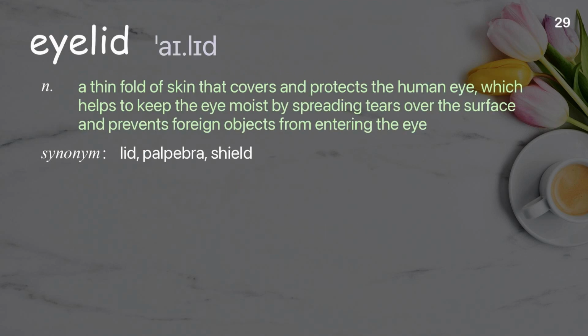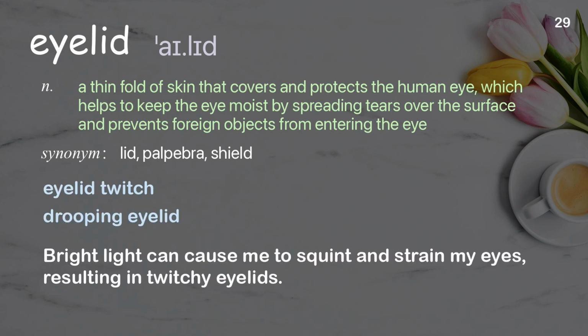Eyelid. A thin fold of skin that covers and protects the human eye, which helps to keep the eye moist by spreading tears over the surface and prevents foreign objects from entering the eye. Examples: Eyelid twitch. Drooping eyelid. Bright light can cause me to squint and strain my eyes, resulting in twitchy eyelids.